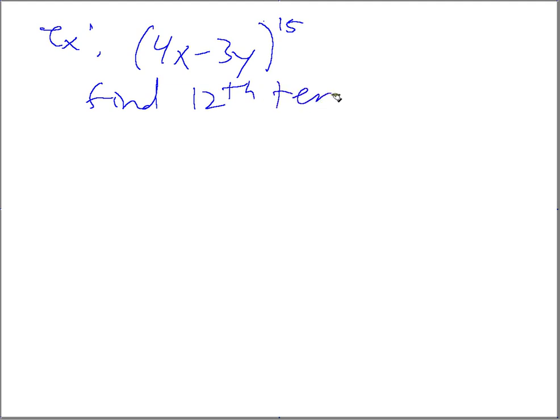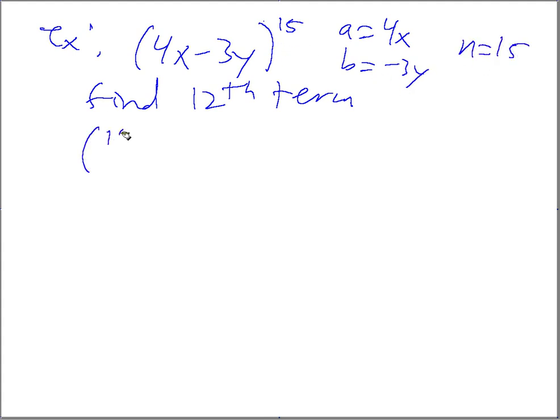Let's take a look at something like the one we had earlier, 4x minus 3y, but this time let's make it to the 15th power, all right? And I just want you to find the, let's say, the 12th term. Find the 12th term in the expansion, all right? So again, what are a, b, and n going to be? Well, a is going to be 4x again, the first term. b is going to be negative 3y, the second term. My n is going to be 15, right?